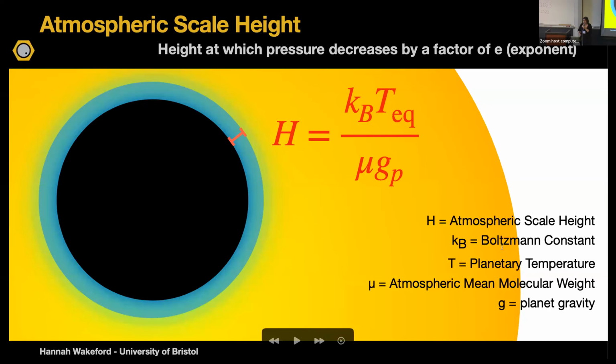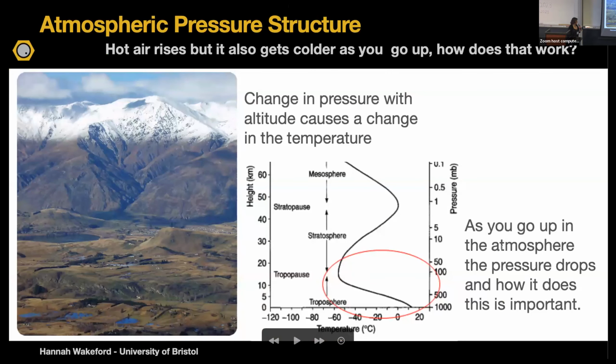So let's look at an atmosphere. So the atmospheric pressure structure that we've got, we know hot air rises, right? But we also know it gets colder as you go up. How do these two things kind of fit together? So when we look at the Earth's atmosphere, this is a nice example in this image, as we go up, the change in pressure with altitude causes a change in that temperature. So when we're seeing how that pressure drops, the way in which it does that is really, really critical for our understanding of what's occurring.